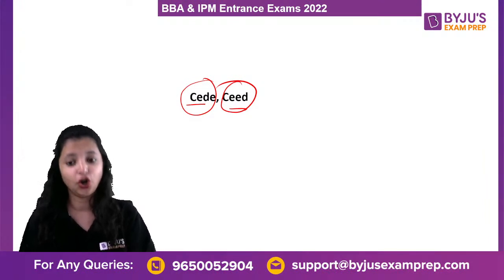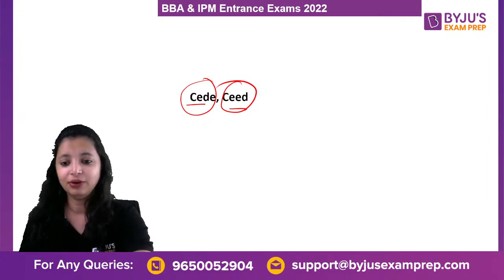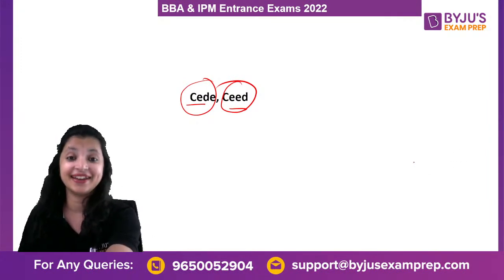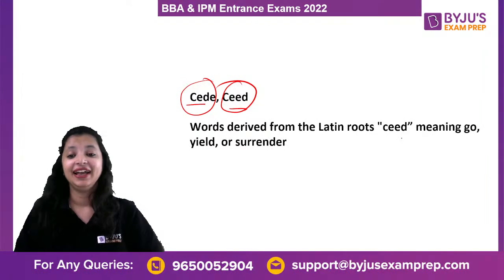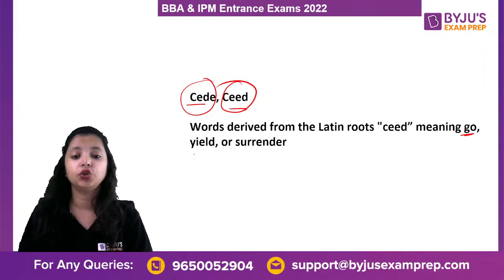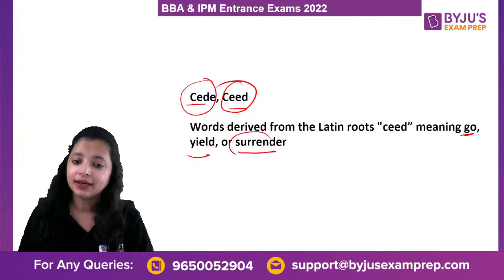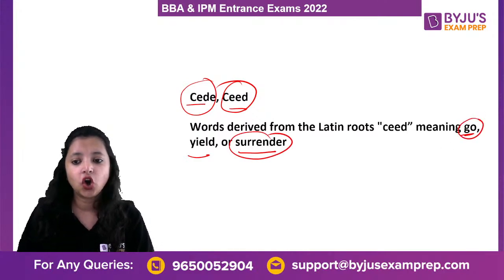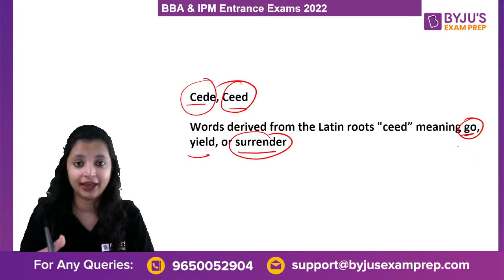Precede, withdraw, go, to follow. Very good. You guys are getting better with etymology. It means to go or to yield or to surrender. Surrender may have a common meaning with the meaning go. So maybe go away is surrender.